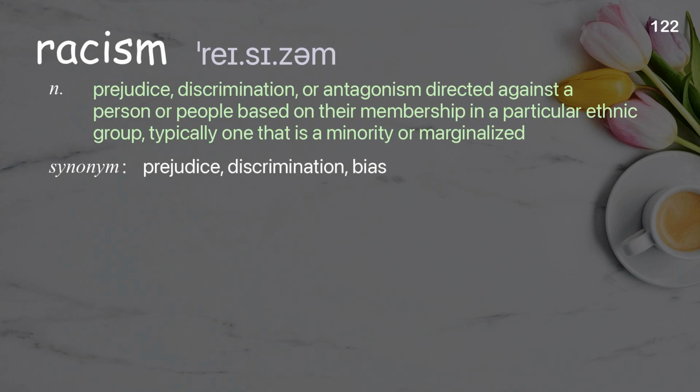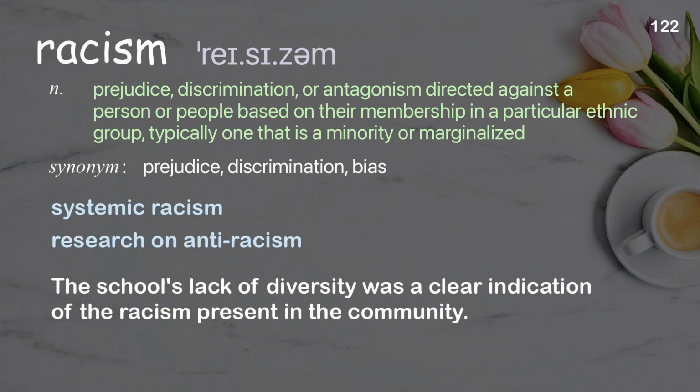Racism. Prejudice, discrimination, or antagonism directed against a person or people based on their membership in a particular ethnic group, typically one that is a minority or marginalized. Examples: Systemic racism. Research on anti-racism. The school's lack of diversity was a clear indication of the racism present in the community.